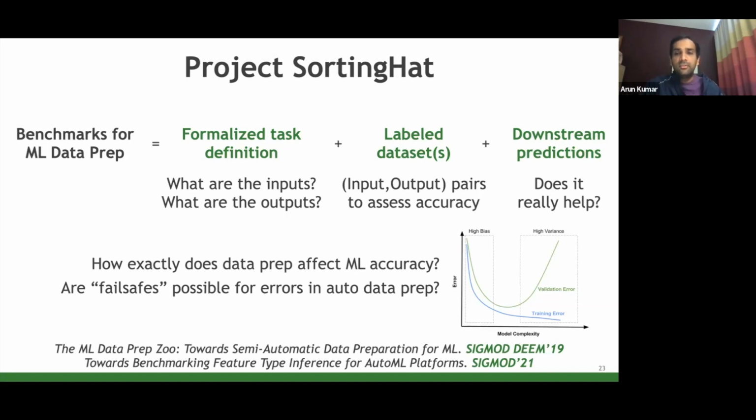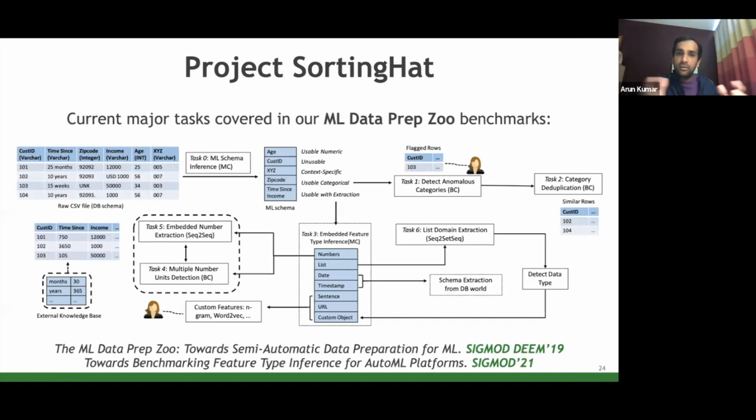We started studying this with some of these tasks that we consider as crucial. And so we did a survey of all the open source industrial AutoML tools that do automated data prep, spoke with practitioners, and then identified a set of common tasks. These are by no means exhaustive. Data prep is very large. There's probably dozens, if not hundreds of tasks. These are some common tasks that we saw that are important. And we cataloged them in this benchmark called ML Data Prep Zoo.